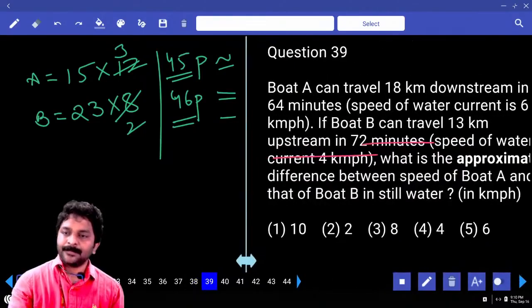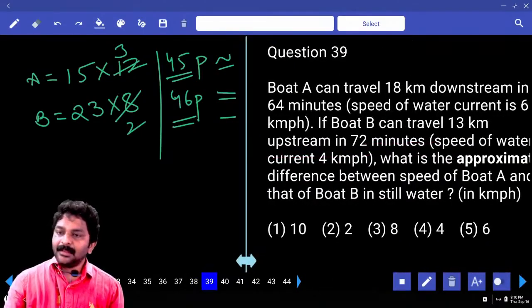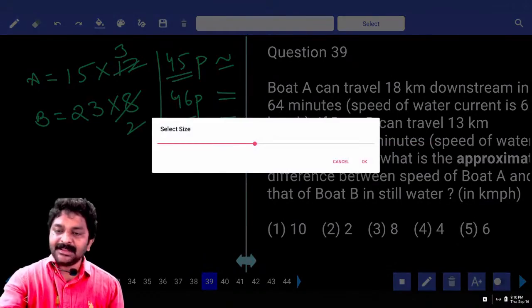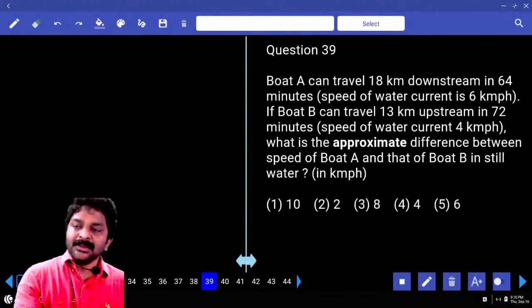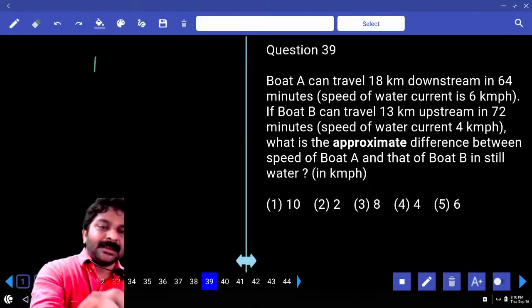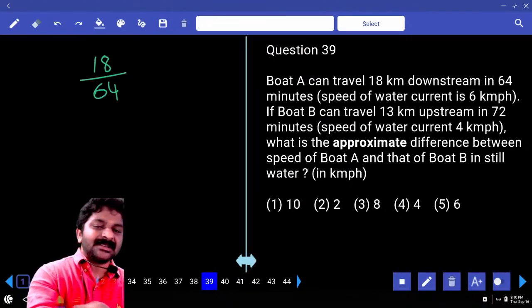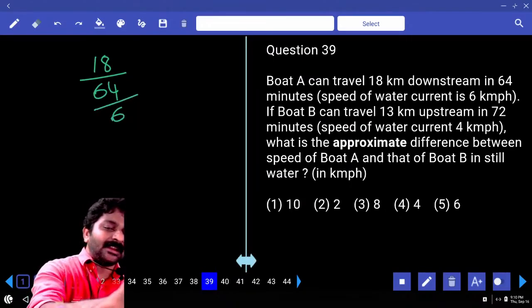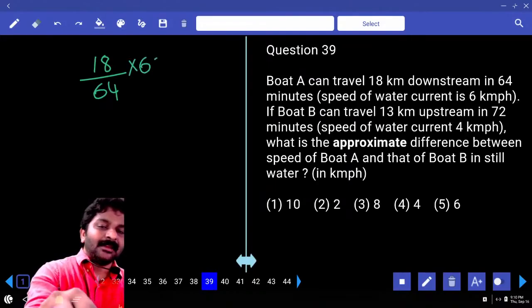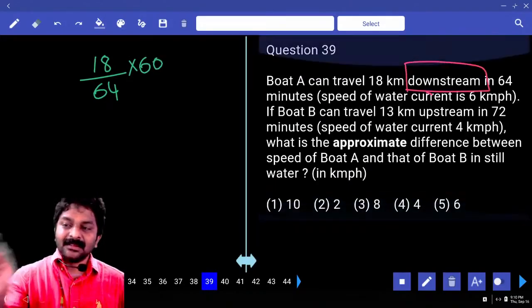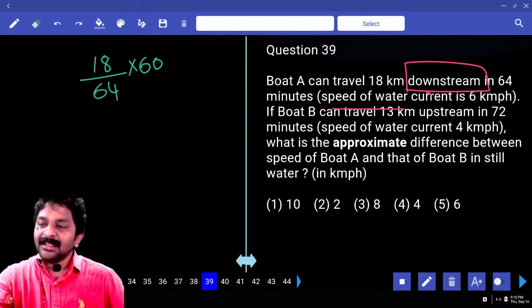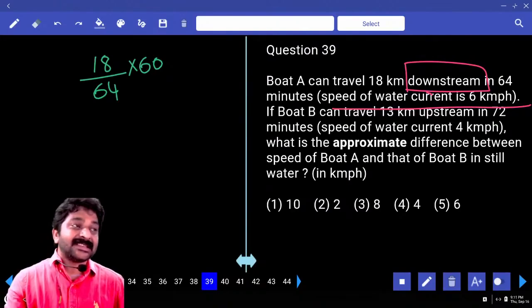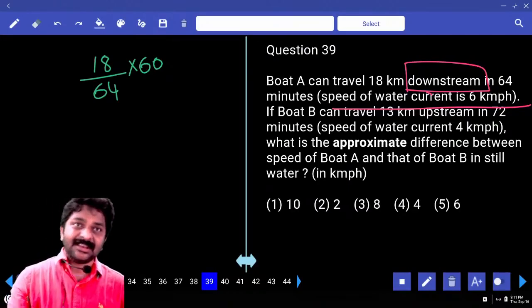Next. A boat can travel 18 kilometers downstream in 64 minutes. So downstream speed is equal to distance covered by time taken in minutes. Minutes converts to hours by 60. Denominator in denominator comes to numerator only. Which speed is this? Downstream speed. That means M plus S. Where the water current, that means stream speed, is equal to 6 kilometers.